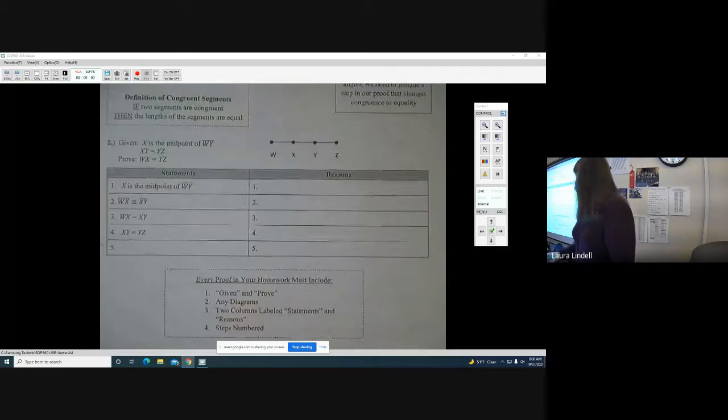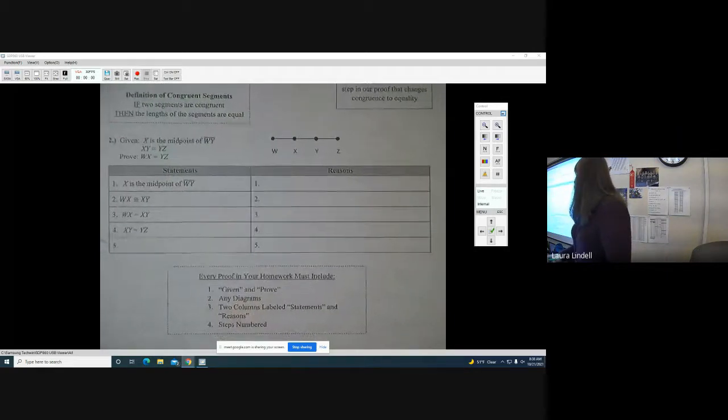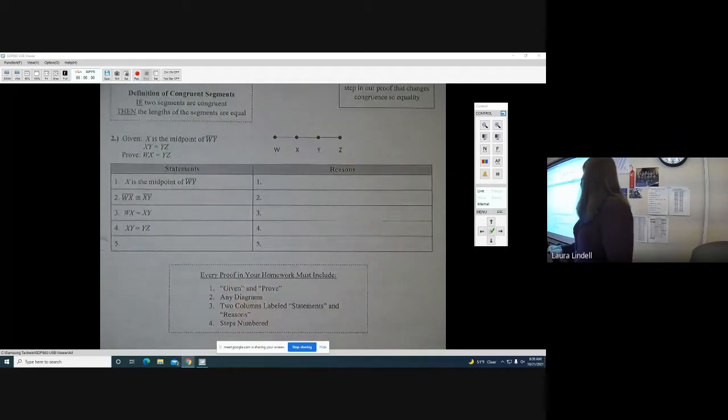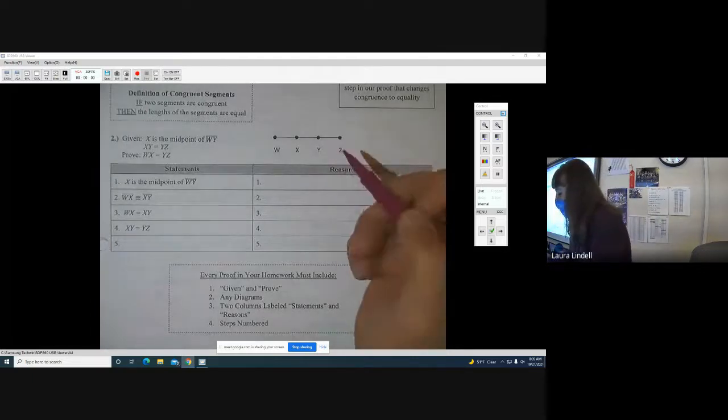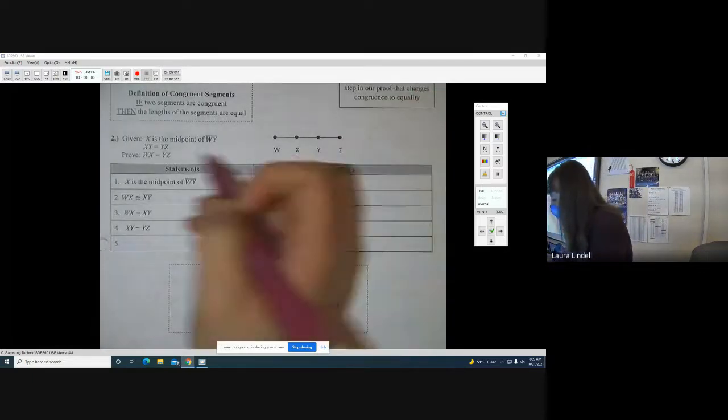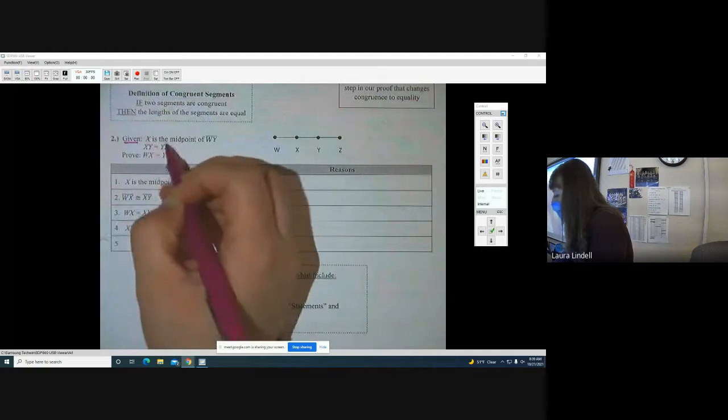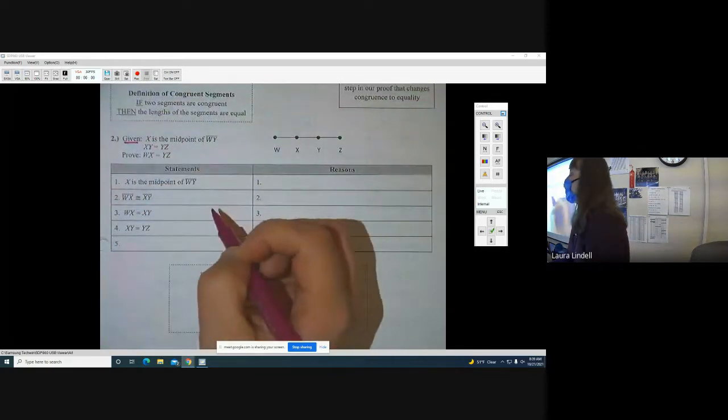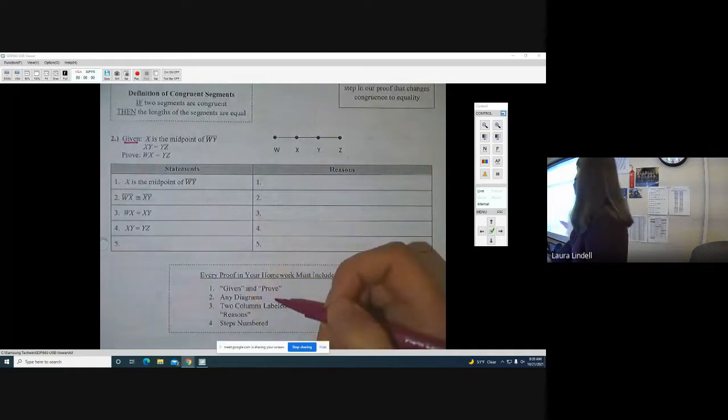Okay. We're going to do another one together. This one is similar to the other one that we just did, but it's a little different. Let's do it. So this one we have given, and we have 2 things in our given this time. So sometimes you'll have more than one thing in your given, and so given might be more than one reason in your proof, which is kind of fun.